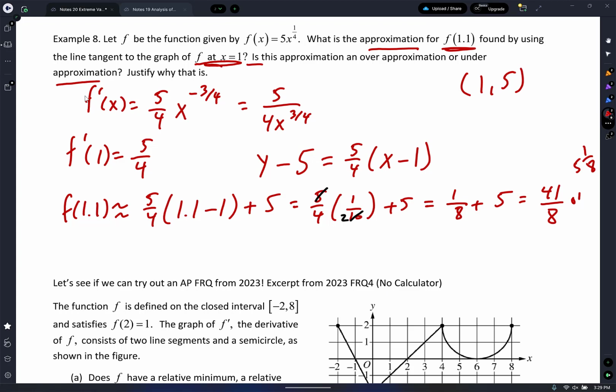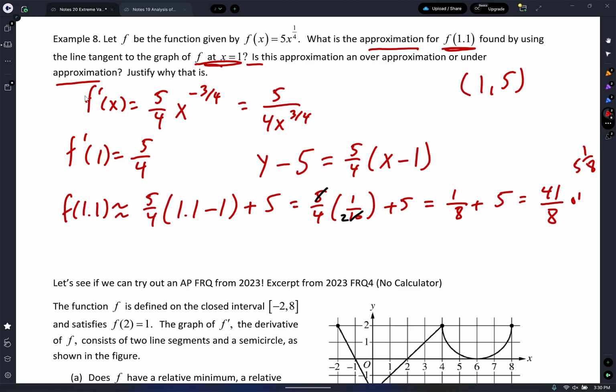Okay, they want to know, is this approximation an over or an underestimate? Now that we know about concavity, I'm going to see what the concavity is at 1. If you're concave up, so let's think about it, guys, is the tangent line above the curve or below the curve? Below. If you're below the curve, is the approximation over or under? Under. If it's concave down, is the tangent line above the curve or below the curve?